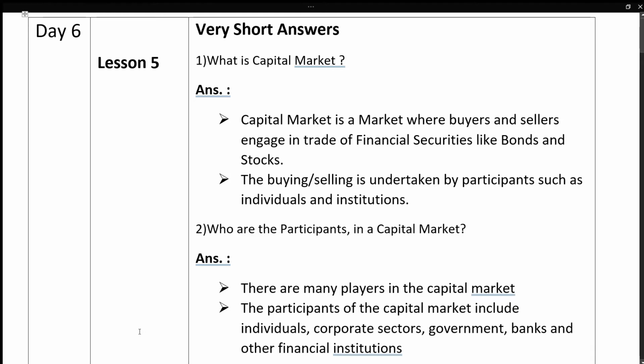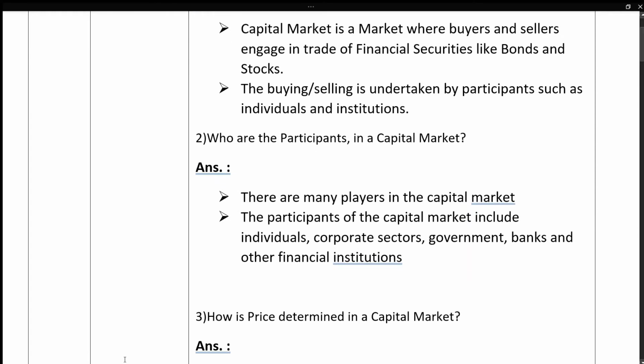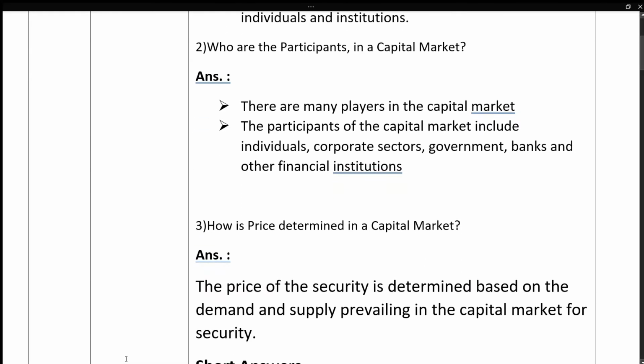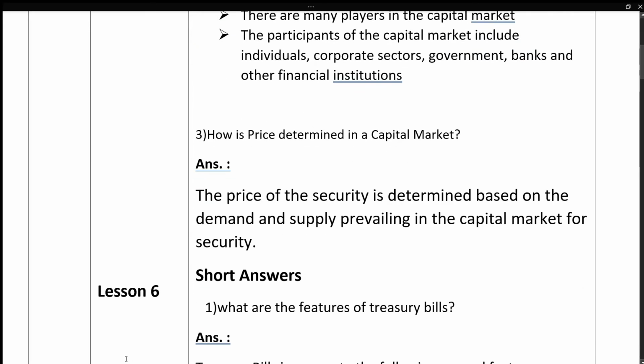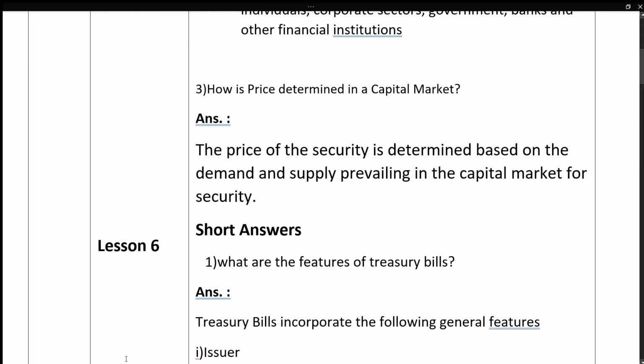Now, who are the participants in capital market? There are many players in the capital market. The participants include individuals, corporate sectors, government, banks, and other financial institutions. Here, how are the prices determined in capital market? It depends on the demand and supply prevailing in the capital market. Price will be determined. Now we'll see the short answers from lesson 6.